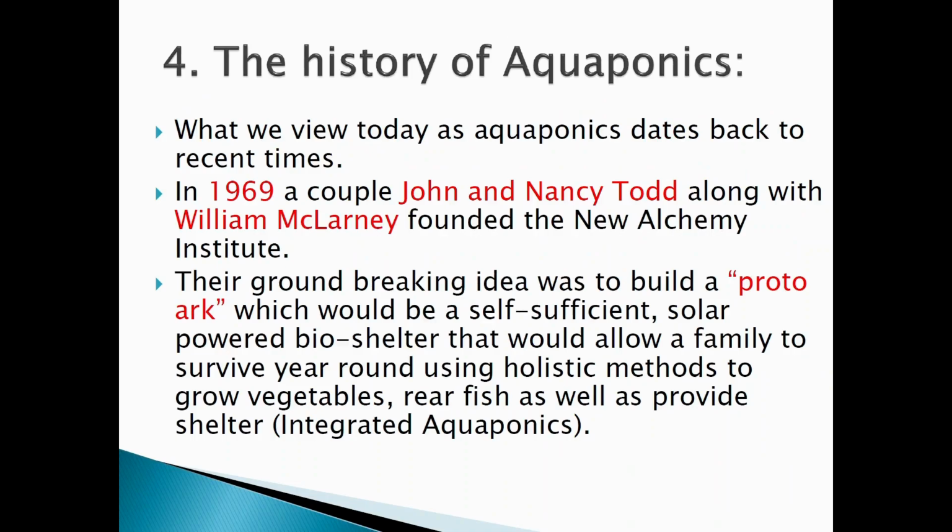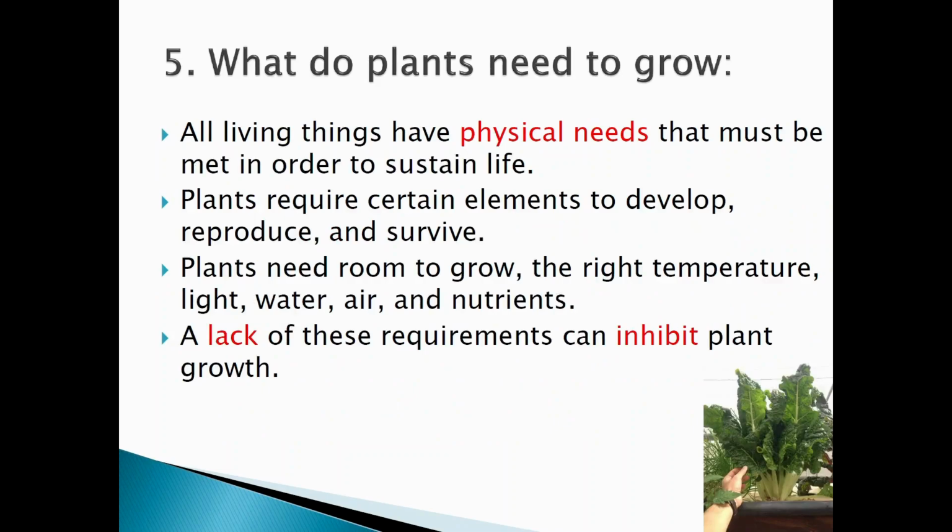Aquaponics as we know it today started in around 1969 with a couple, John and Nancy Todd, along with William McLarney. Now they founded the New Alchemy Institute, and their project, which was in today's terms a sort of floating earthship, which they termed the proto-ark, was an idea of a self-sufficient bioshelter where a family can produce their own food as well as their own power. They utilized rearing fish as part of the shelter, thus integrating fish with their plant production and being the birthplace for modern aquaponics.